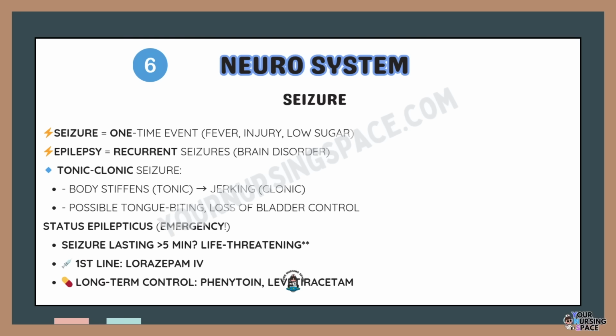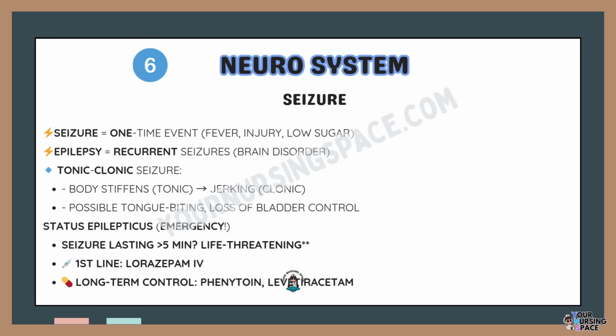A seizure is an abnormal burst of electrical activity in the brain. There are different types, and understanding them is key for NCLEX. Tonic-clonic seizures, also known as grand mal seizures, involve loss of consciousness, stiffening, and jerking movements. Absence seizures, which are more common in children, cause brief staring spells.